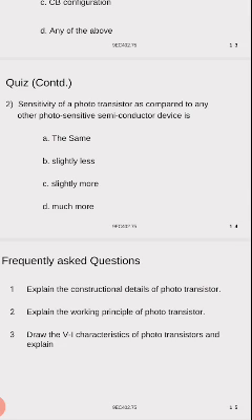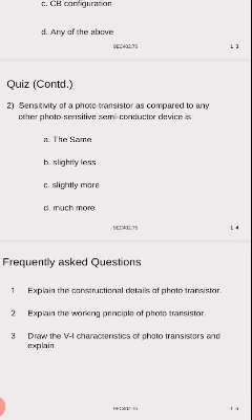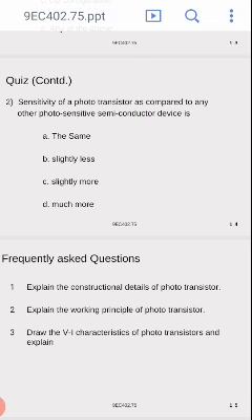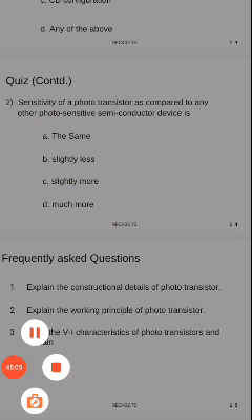So in this topic we discussed today about phototransistor, the phototransistor construction, and phototransistor VI characteristics, that is volt ampere characteristics, and some quiz questions, and related to this topic some frequently asked questions also discussed in this class. So we discuss next topic in next class.